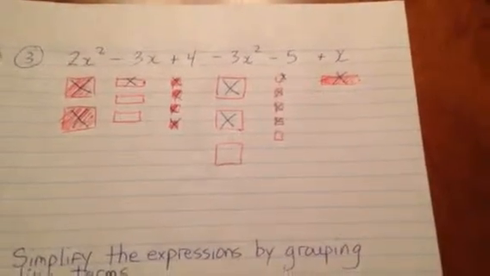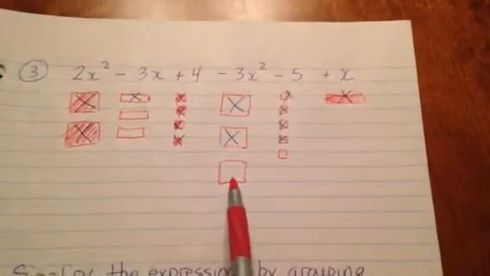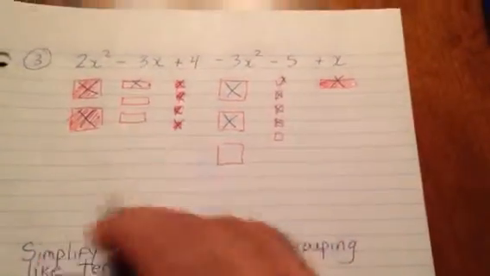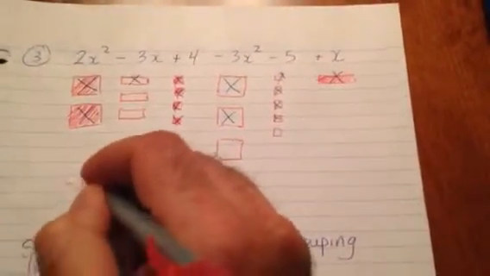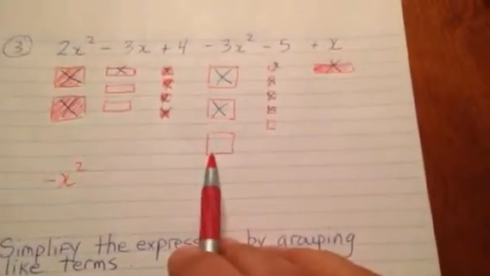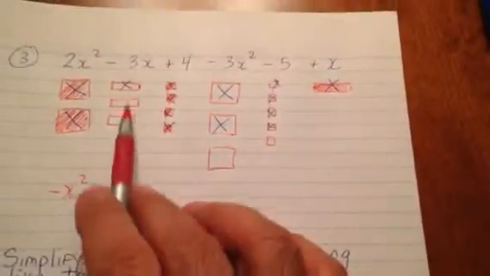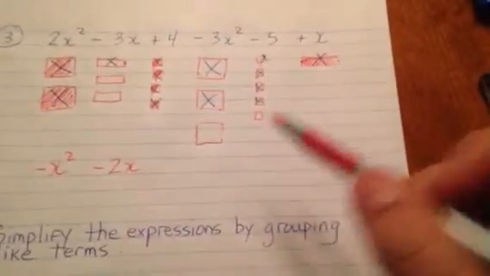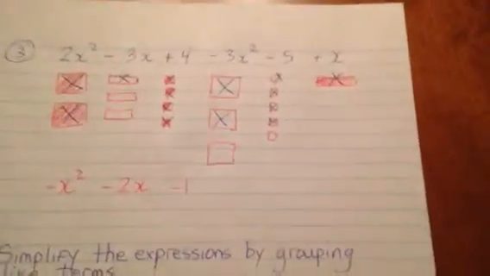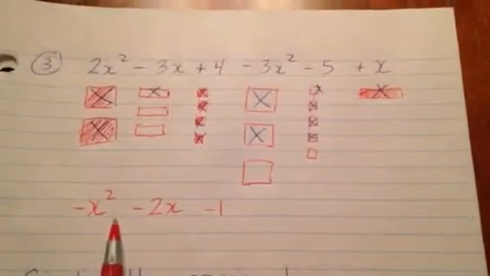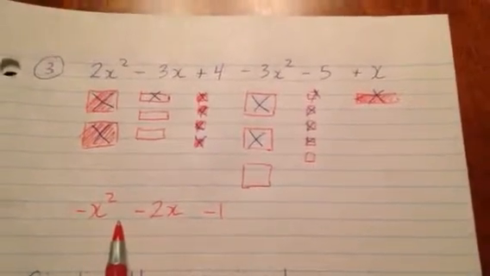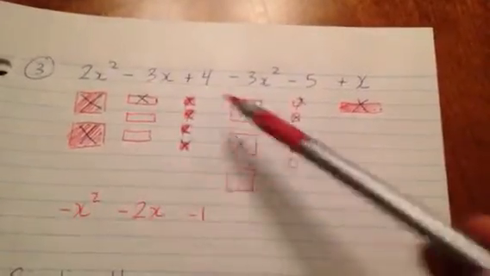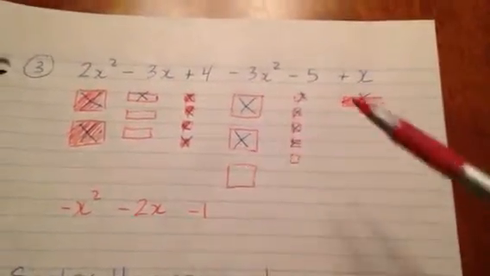So starting with the highest degree, which is this tile, then these ones, and then that one. So what we have left is a negative x squared, or a negative 1x squared. We then have these two, which are negative 2x. And then we have this one here, which is a negative 1. And that is our simplified expression. Now eventually what we want to do is we want to get away from the tiles, because this is all nice and dandy to be able to represent the expression and then simplify it visually.